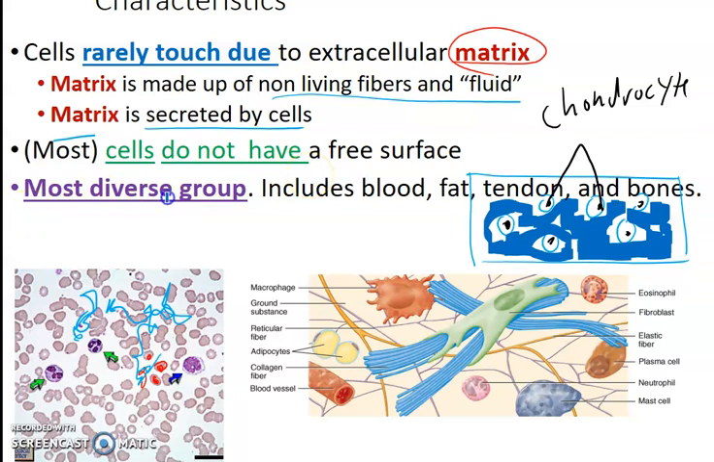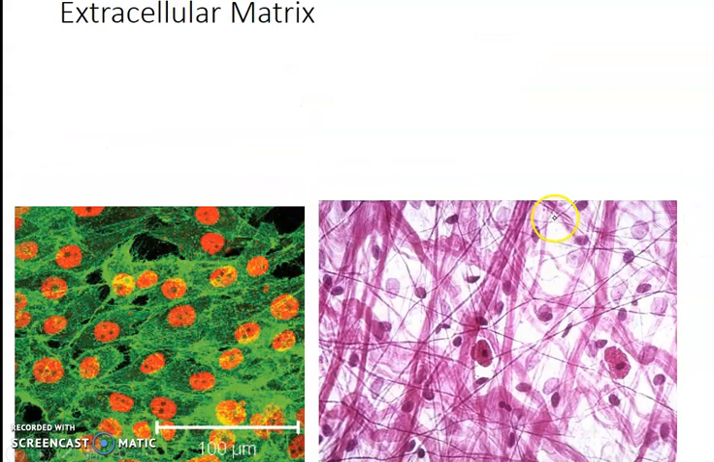Didn't I say that on the last slide? Let's underline that a few more times. It includes blood, fat, tendons, and bones. And its blood and nerve supply varies. Cartilage has no blood in it. Bone, on the other hand, has a great blood supply. So, what is extracellular matrix?